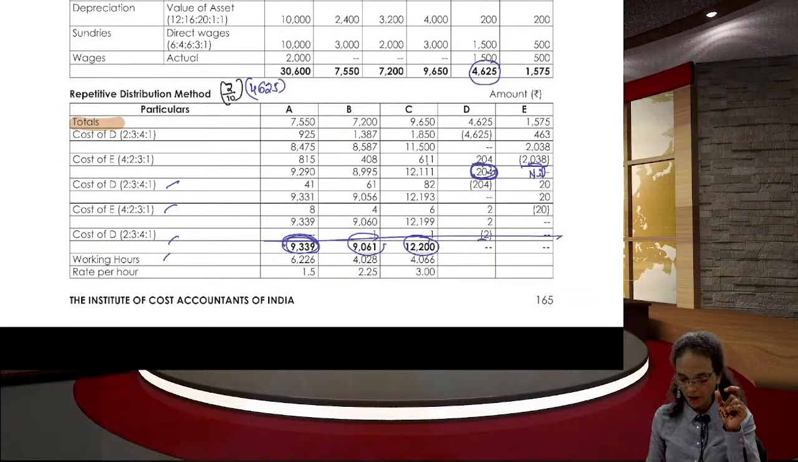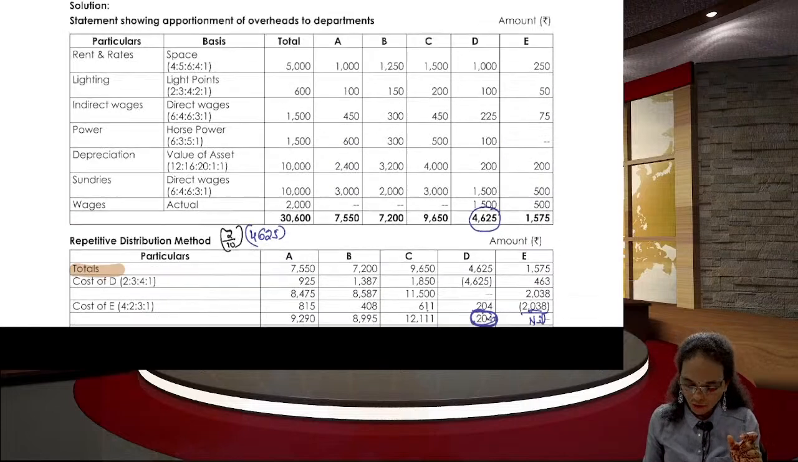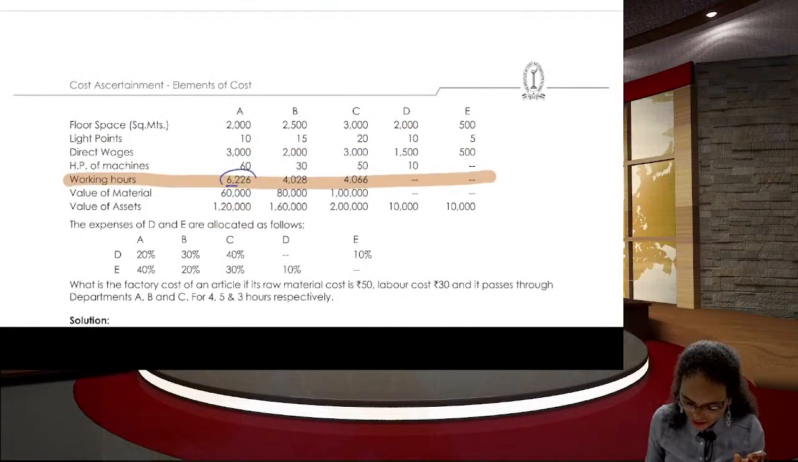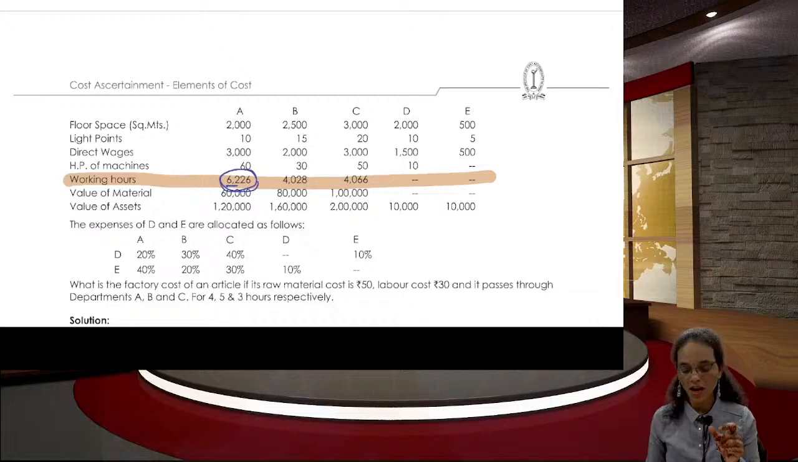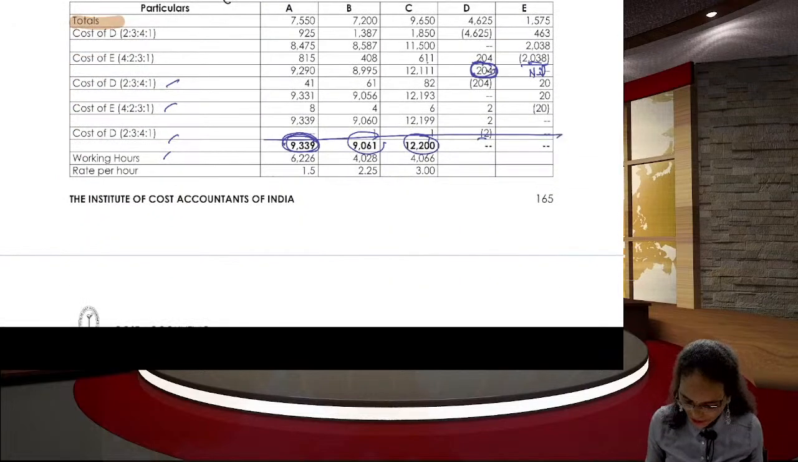9,339 in the production department A for the overheads. For working hours, 6,226 hours. Then what is the rate per hour? Rate per hour, you got it. I'll show you.